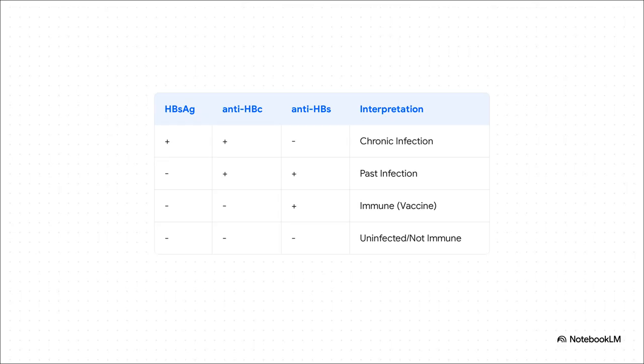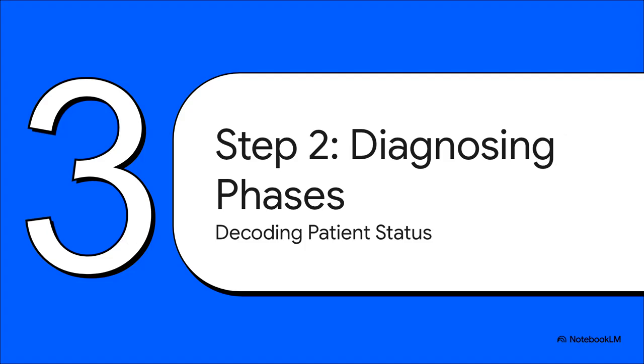Okay, so you run the screen and you get these 3 markers back. Let's make this super simple. The surface antigen, HBsAg, if that's positive, they have a current infection. The core antibody, anti-HBc, that just tells you they've been exposed at some point. And the surface antibody, anti-HBs, that means they're immune, either from a vaccine or from clearing an old infection. That's it. So, once you've confirmed they've been HBsAg positive for more than 6 months, we're officially in step 2.